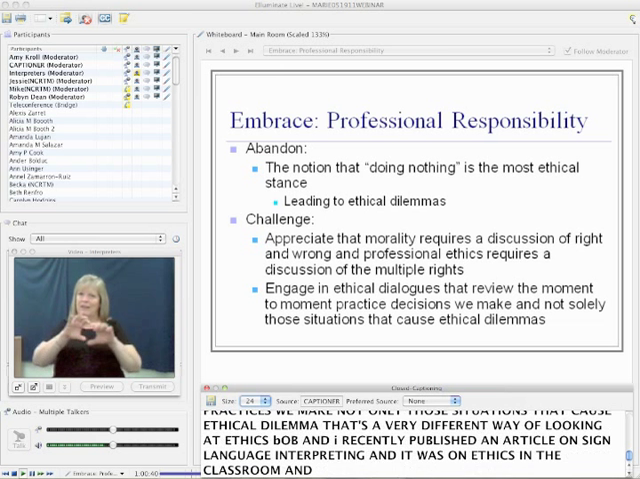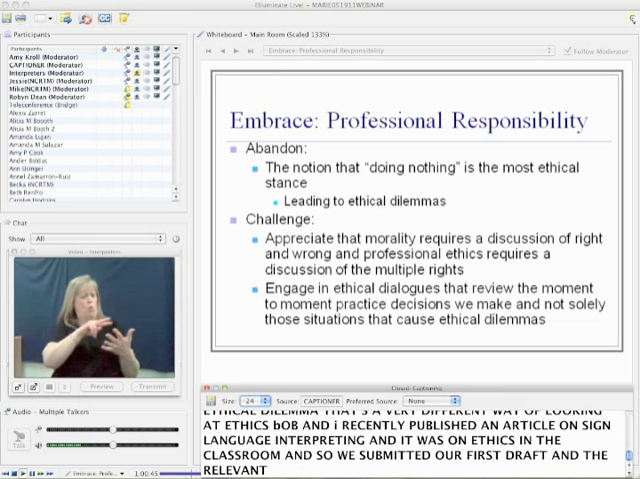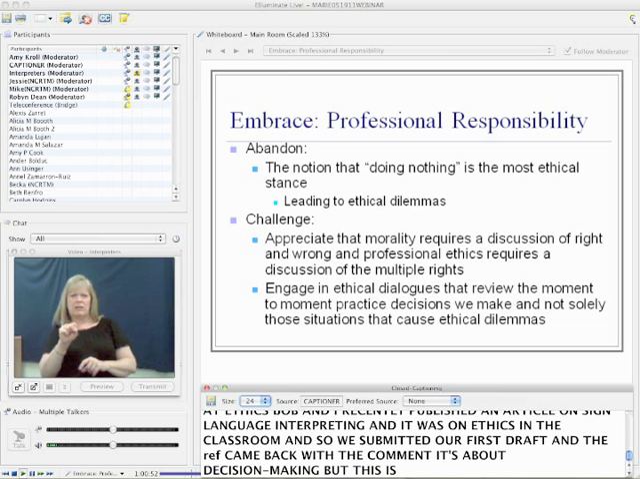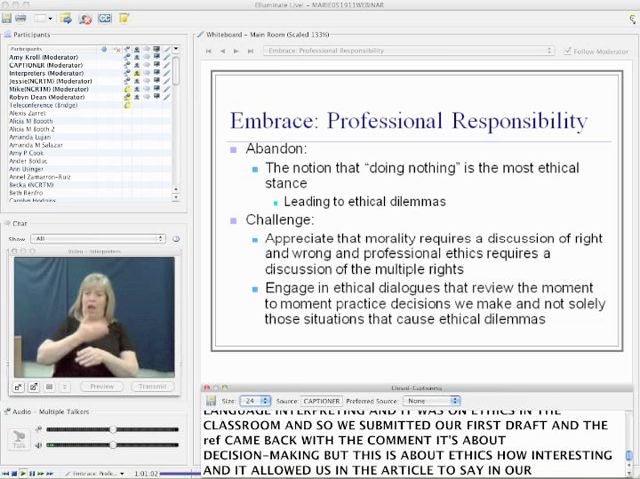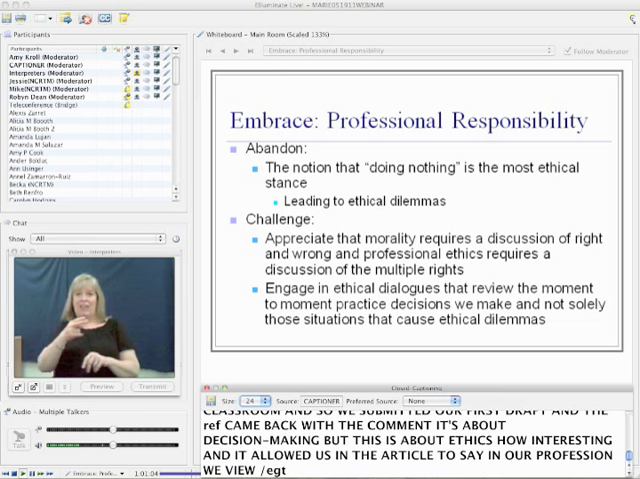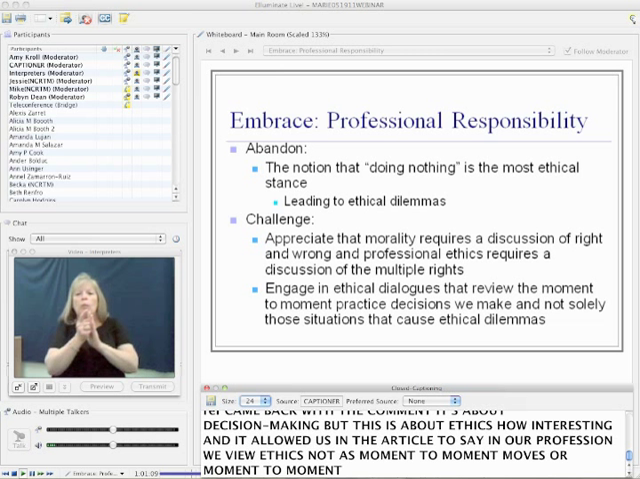And so we submitted our first draft, and the referee came back with the comment, "I understand that Dean and Pollard's work is about decision making, but this is about ethics." How interesting. And it allowed us in the article to respond to that criticism by saying, right, in our profession, we view ethics not as decision making, not as moment-to-moment moves, moment-to-moment interactions, but as dilemmas. And certainly that's a certain kind of ethics. It's just not the only kind of ethics.